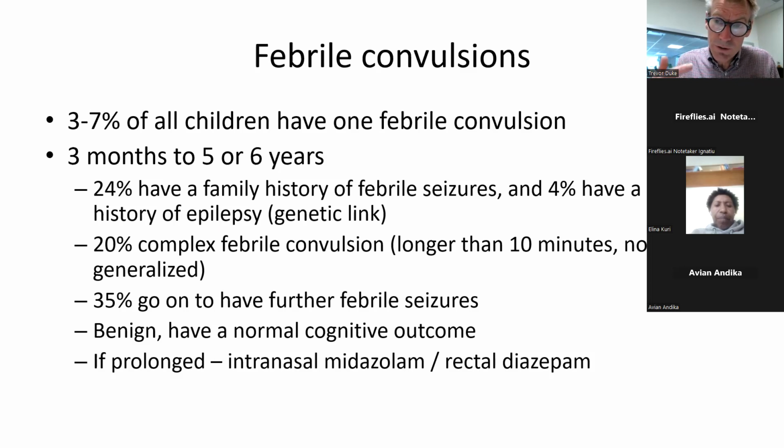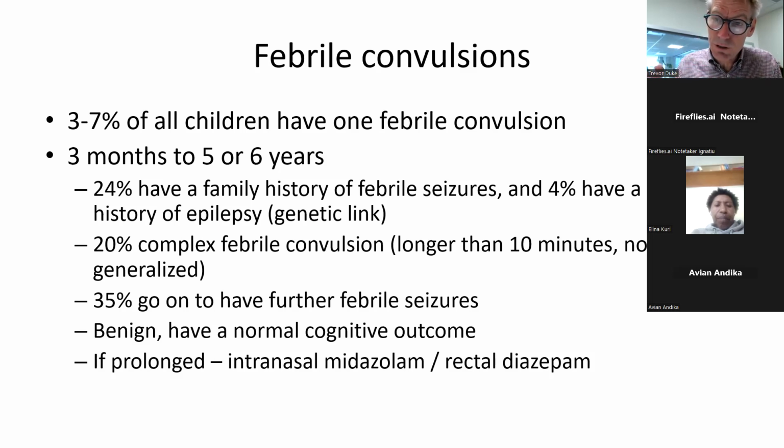Most children who have febrile convulsions don't go on to have epilepsy, but some do. And they're more particularly children who've had complex febrile convulsions, or they've got a family history of epilepsy or a family history of febrile convulsions. Most of the febrile convulsions are benign.